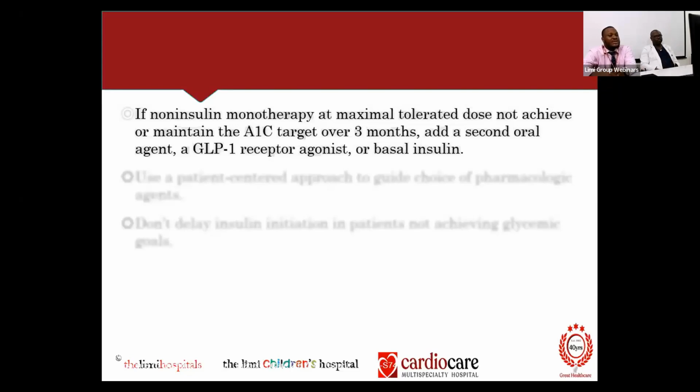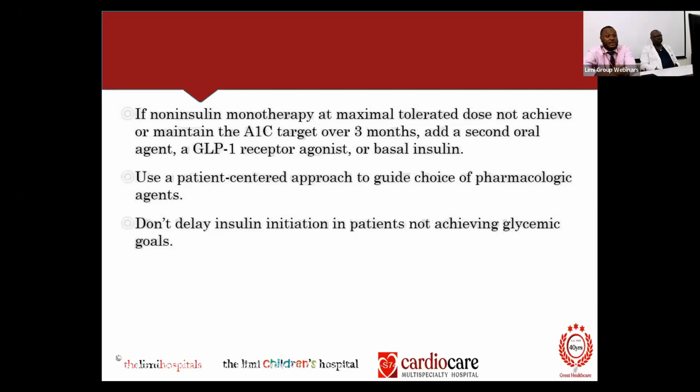So always use a patient-centered approach. The patient-centered approach is very important because it gives you an idea. For example, patients may have reservations, maybe financial considerations. There are some medications that are more expensive than some other ones.